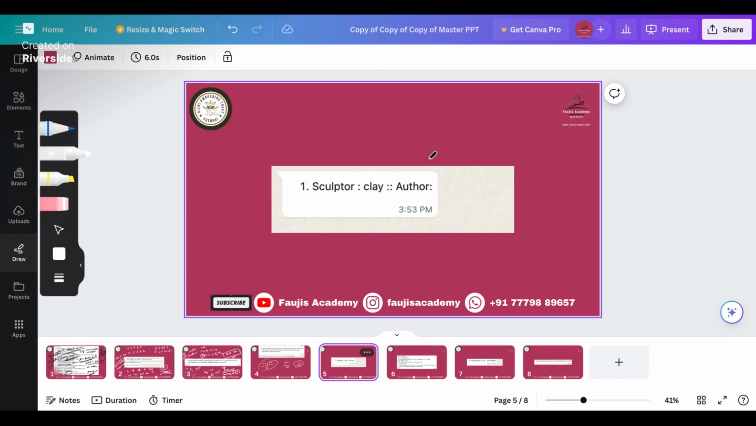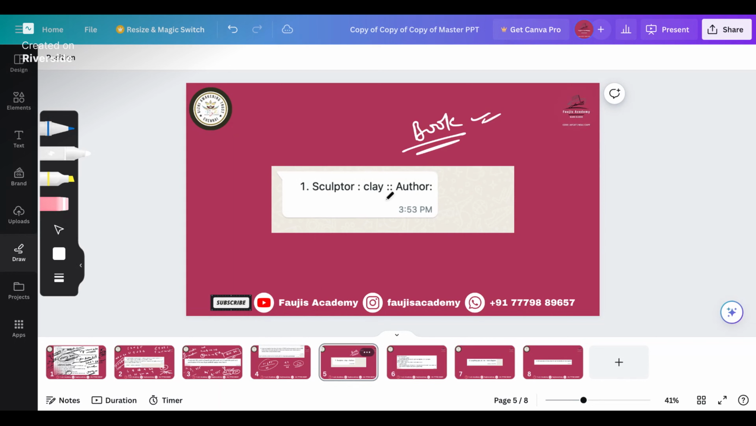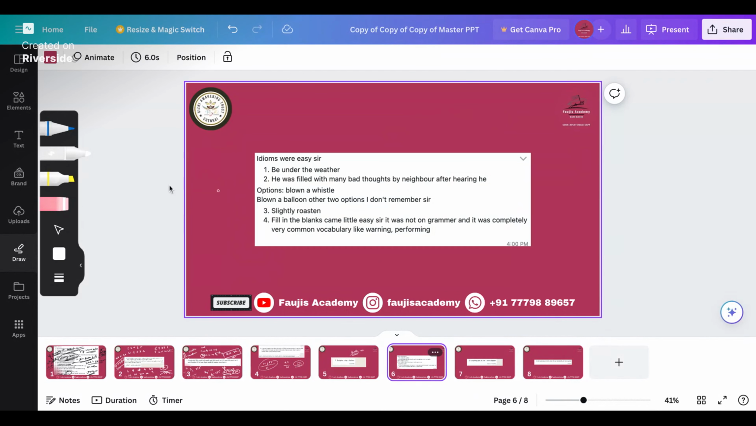Sculpture is equal to clay, author is equal to what? Books. Sculpture works with clay and author works with books, right? Easy one. Let's move on to the next one.